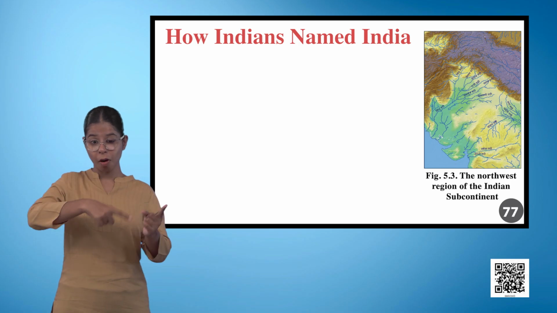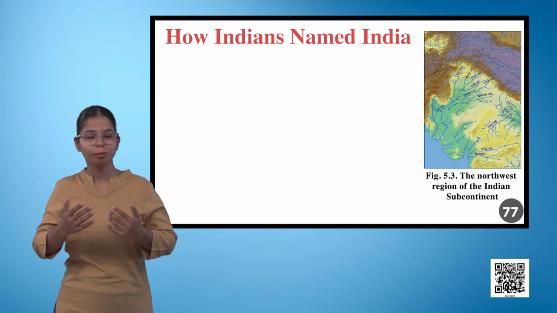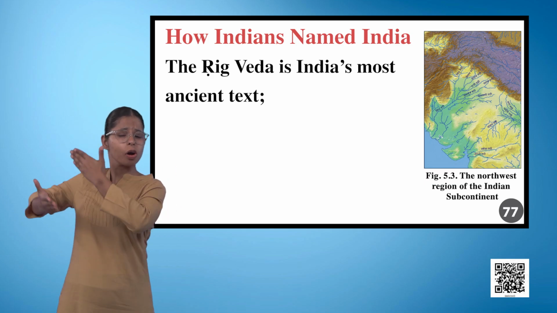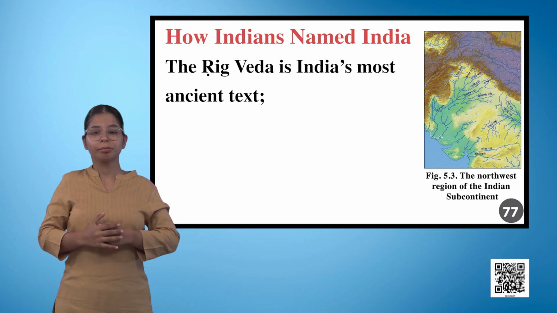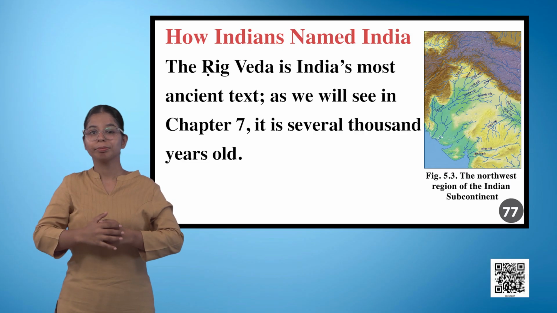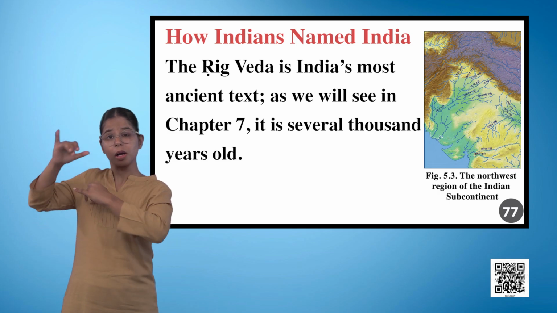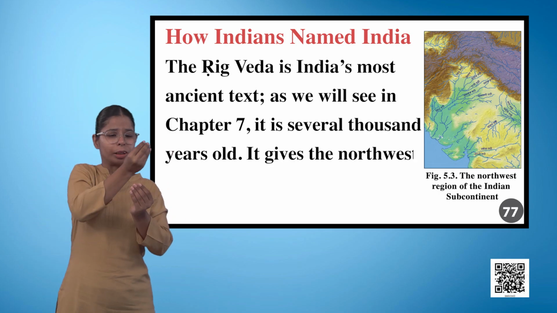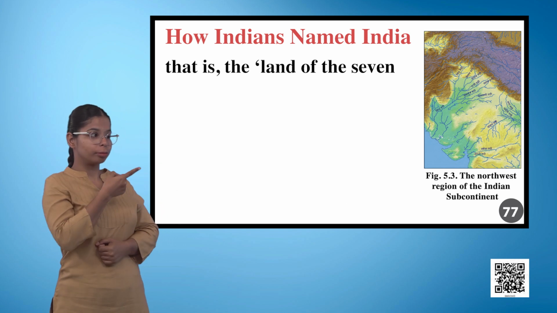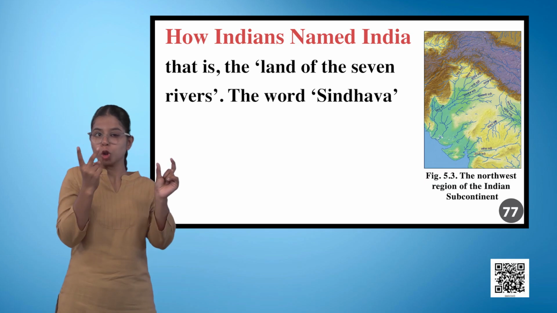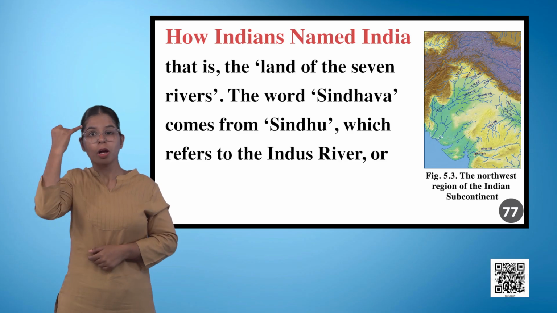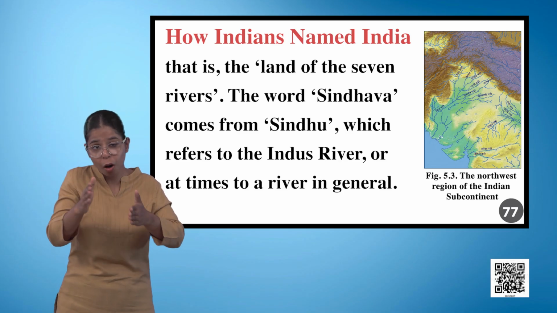How Indians named India. The Rig Veda is India's most ancient text. As we will see in chapter 7, it is several thousand years old. It gives the northwest region of the subcontinent the name Sapta Sindhava, that is, the land of the 7 rivers. The word Sindhava comes from Sindhu, which refers to the Indus River or at times to a river in general.